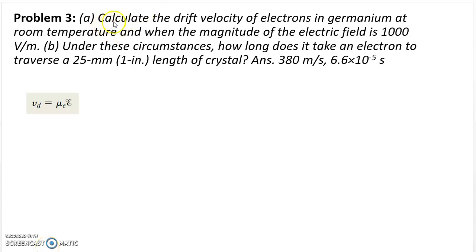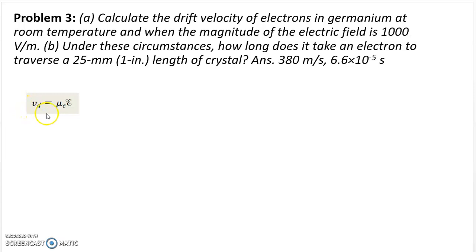Problem 3. Calculate the drift velocity of electrons in germanium at room temperature and when the magnitude of the electric field is 1000 volts per meter. Under these circumstances, how long does it take an electron to traverse a 25 millimeter length of crystal?